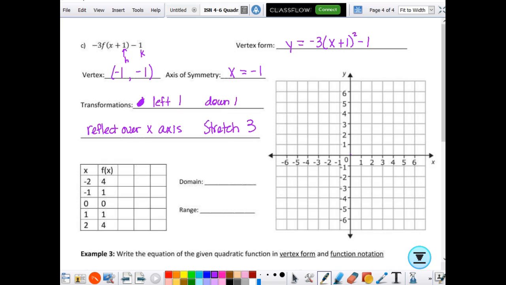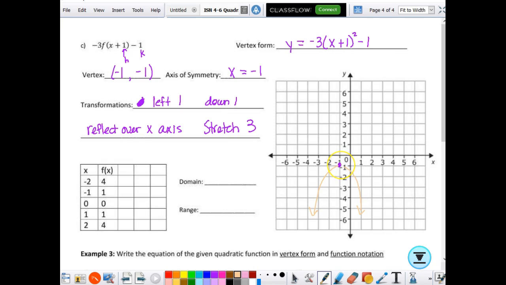Okay, we're going to graph the new vertex. Down 1, over to the left 1, down 1. Okay, now you might even just lightly pencil in, hey, it's going to reflect. It's going to go down. Okay, so then we have to stretch it by 3.